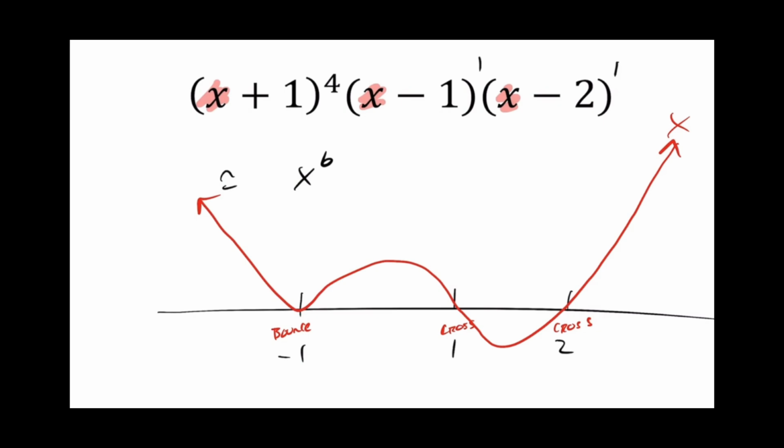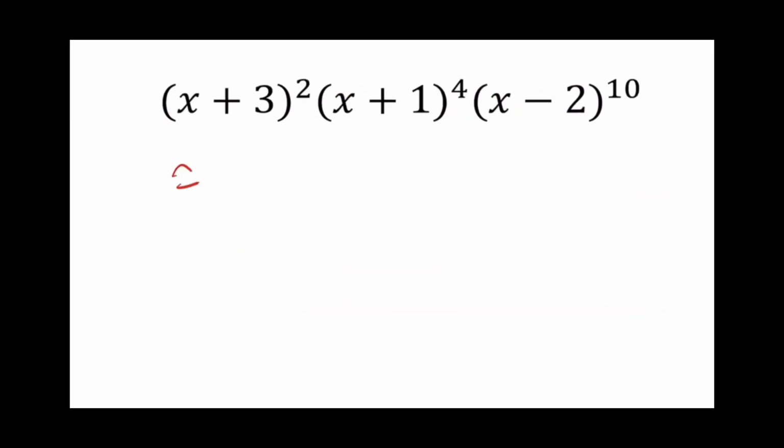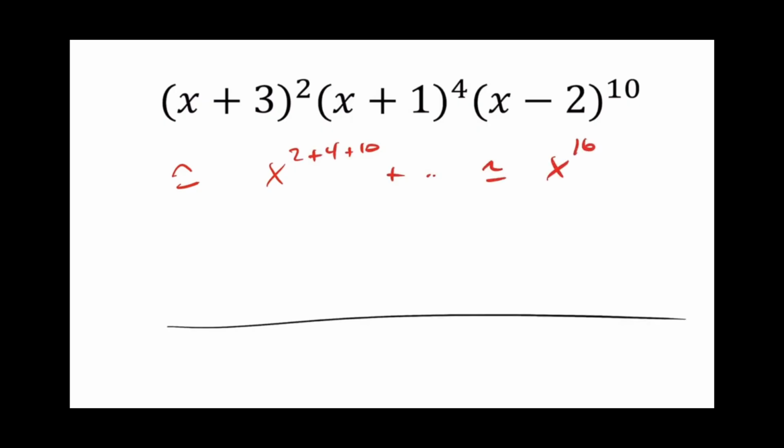Let's take a look at another example. In our next example here, we want to find the leading coefficient. Again, the leading coefficient is going to be positive, and it's going to be x to the power of 2 plus 4 plus 10. So we're getting x to the power of 16. So again, draw your number line and find your roots. We have a root at -3, a root at -1, and a root at 2. As x gets infinitely large, we're starting up here at positive infinity.